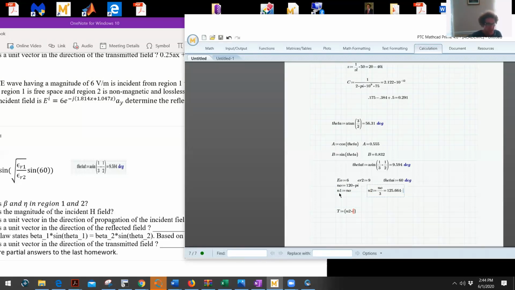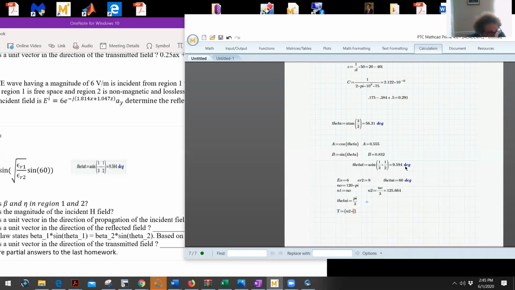That's all it is. Now, if you have that, I'm going to come down here, and I know the incident angle. Theta I was equal to 60 degrees, and 60 degrees is pi over 3 radians. Do y'all agree with that? And I know the transmitted angle is right here.